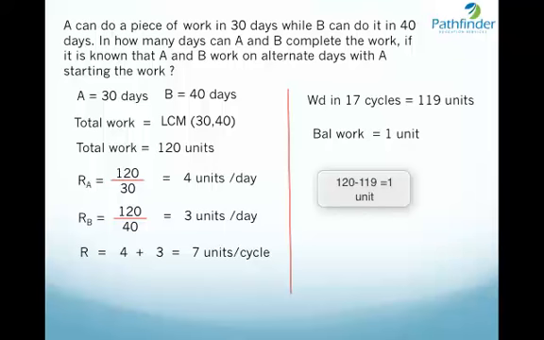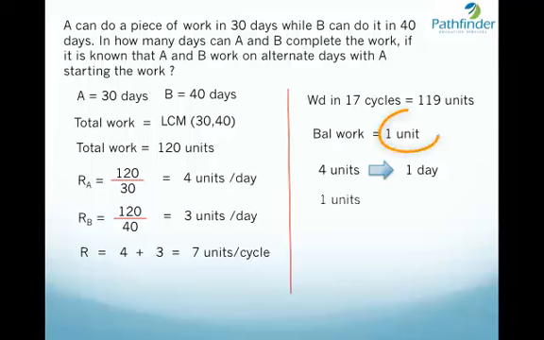So what is the balance work? Balance work is 120 minus 119, that is 1 unit. And how much work can be done by A? Because after the 17th cycle, A works on the first day of the 18th cycle. And when A works, A will complete 4 units of the work in one day. And what is the number of units of work required to be done? 1 unit of work. So how much time is required? By direct variation rule, again we have 1 into 1 upon 4, that is 1/4 of a day.